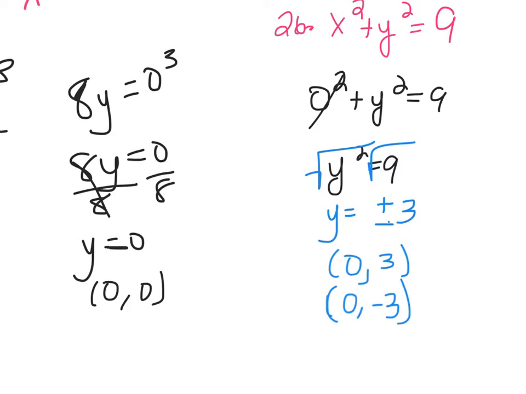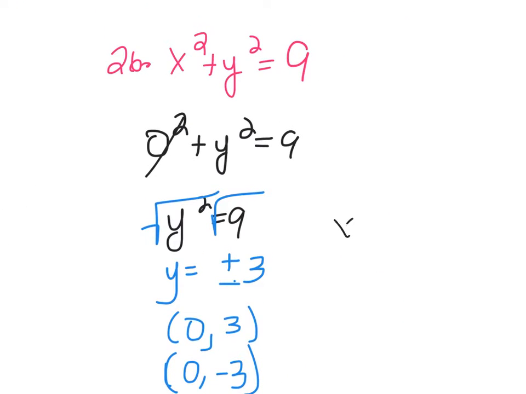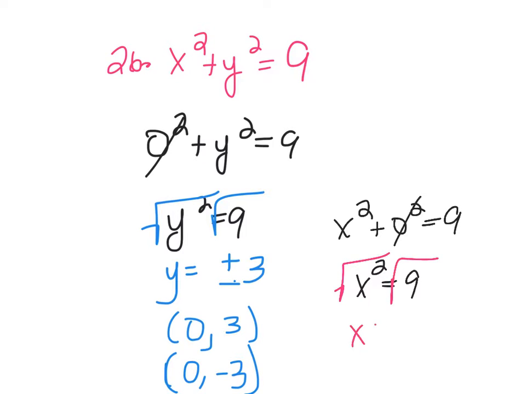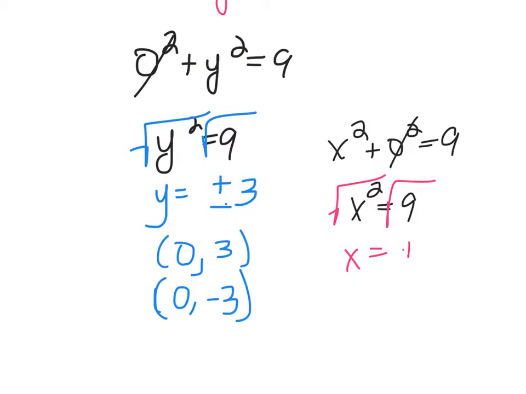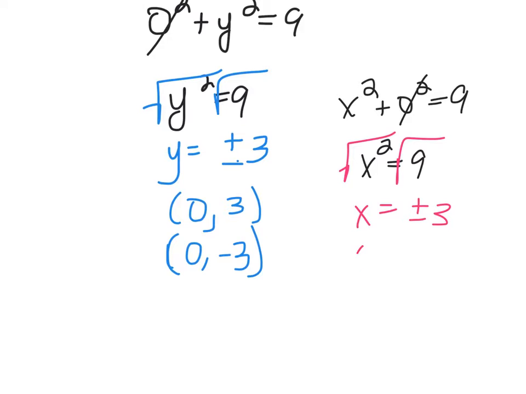Now if I solve for the other intercept, I'm going to say x squared plus 0 squared equals 9. So x squared equals 9. Now what? Square root. So x equals what? Plus or minus 3. Guys, this point would be written how? (3, 0) and (-3, 0).